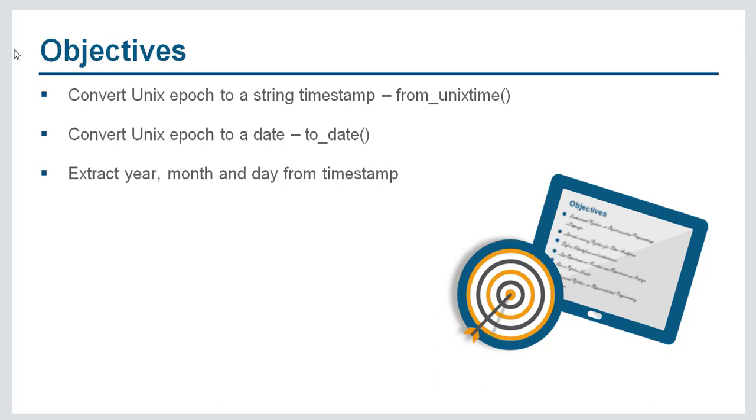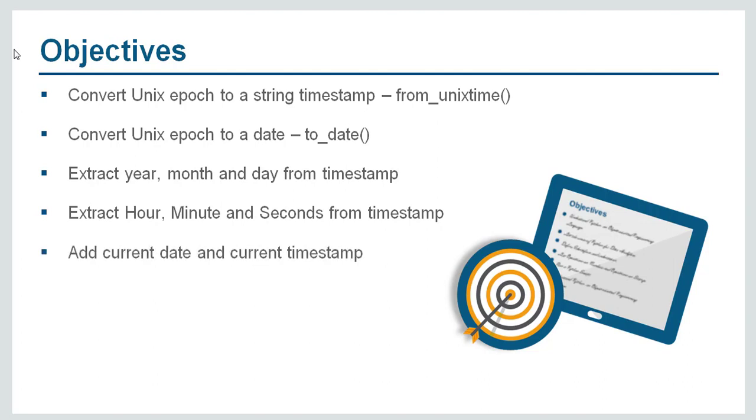We will extract year, month and day from timestamp value. We will understand how to extract hour, minute and seconds from a timestamp value. And finally, we will be adding current date and current timestamp as a column in the data frame. So let's start.